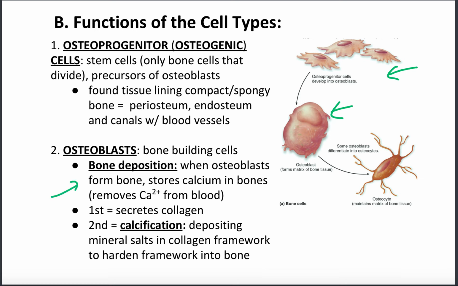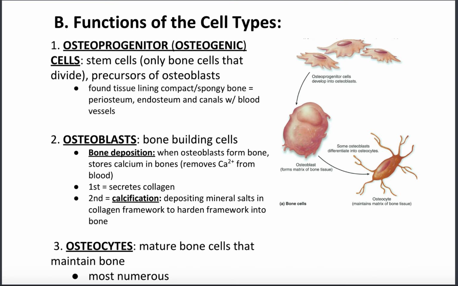This process of forming bone is called bone deposition. Because you're depositing bone, you're laying down bone. Okay? And when you're laying down bone, you're also going to lay down calcium. That's going to take calcium out of your blood and store it in your bones. So we're creating the collagen and we're doing what's called calcification, which means dumping in calcium to harden up the bone.